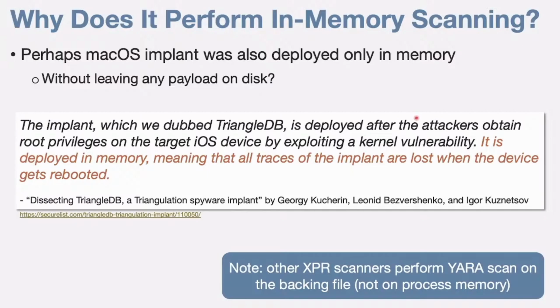Why does red pine scanner scan memory directly instead of the on-disk backing file? Normally, other XPR scanners perform their scans on the on-disk backing file. My hypothesis is that the macOS implant runs entirely in memory, leaving no traces on disk. So to catch it, scanning memory directly is necessary. That would make sense considering the iOS implant was deployed entirely in memory.